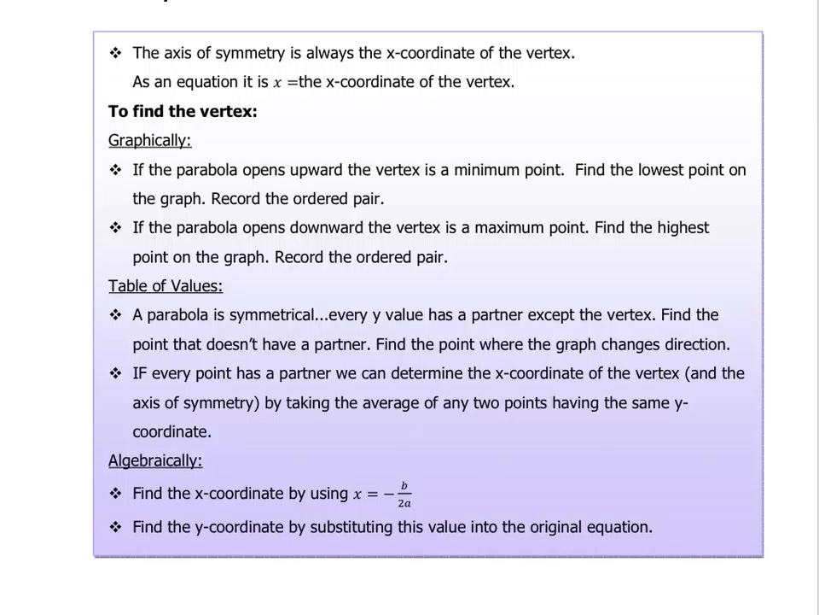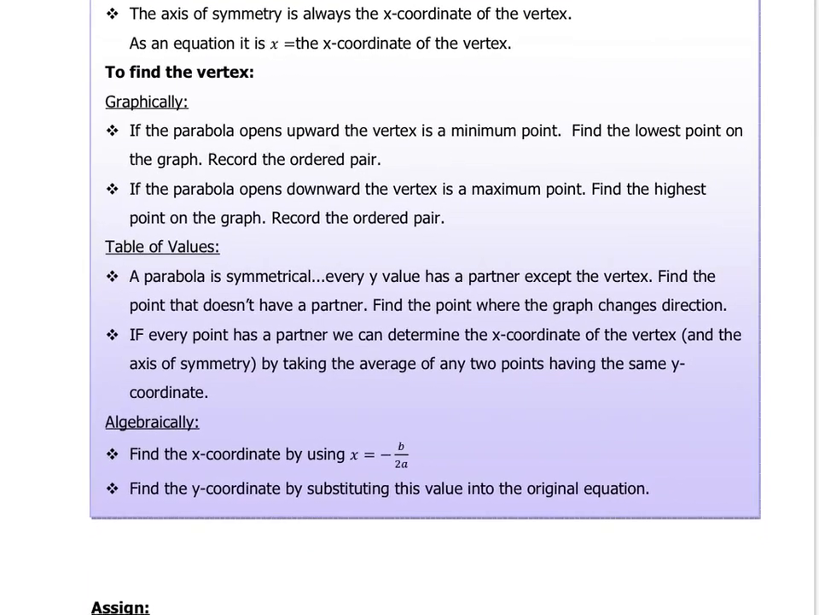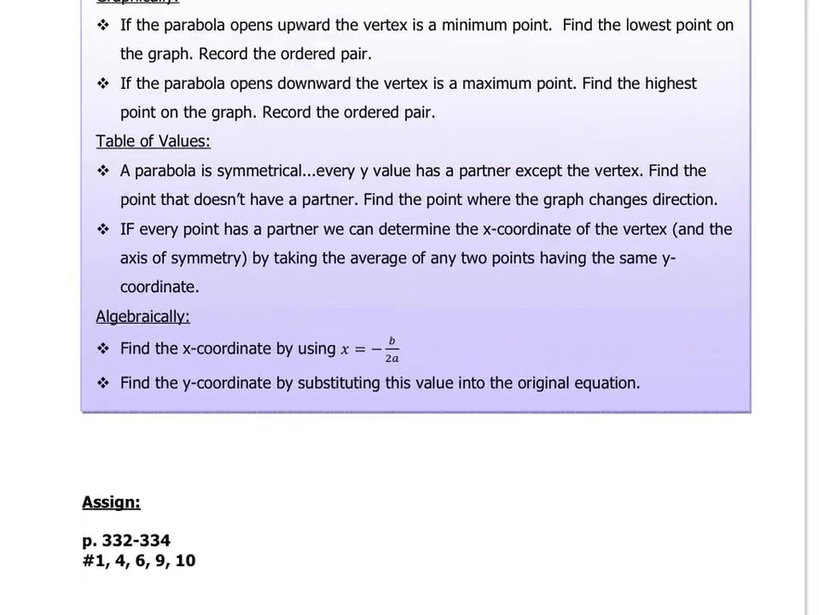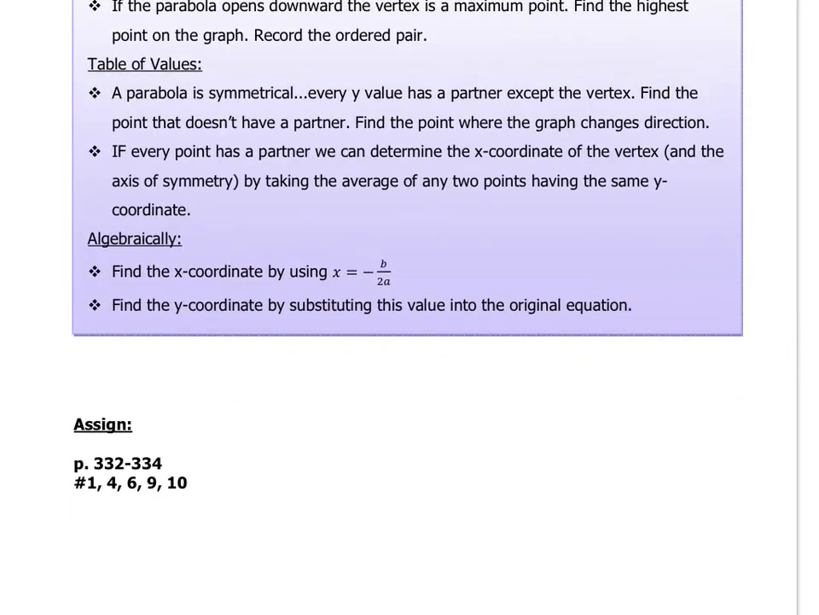If you have a table of values, look to see if the table of values shows a symmetry where the values are either increasing and then start to decrease and there's a point in the middle without a match, or if the points are decreasing and then increasing and there's a point in the middle without a match. But if that doesn't happen, then you might have to use an algebraic way. So the algebraic way would be to find x equals negative b over 2a and substitute it back into the equation to get the y coordinate. And there are some questions there now for you to try to practice.